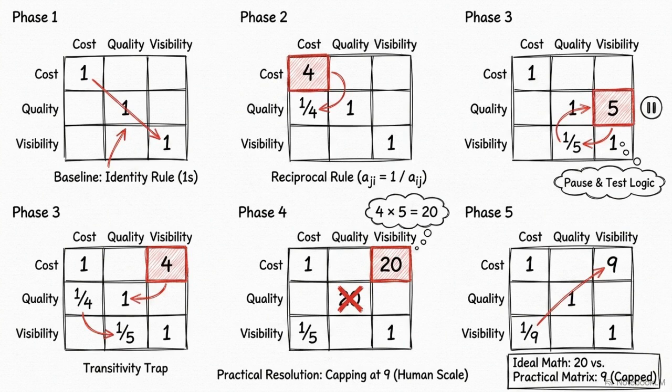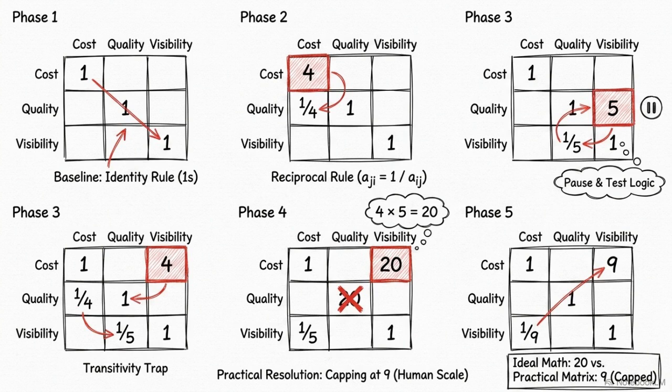With 2 of our 3 comparisons complete, we face a mathematical trap. Perfect transitivity dictates that the relationship between cost and visibility should be the product of our previous choices. Cost is 4 times quality, and quality is 5 times visibility. 4 times 5 equals 20. But a score of 20 exceeds the limit of our 1 to 9 scale.